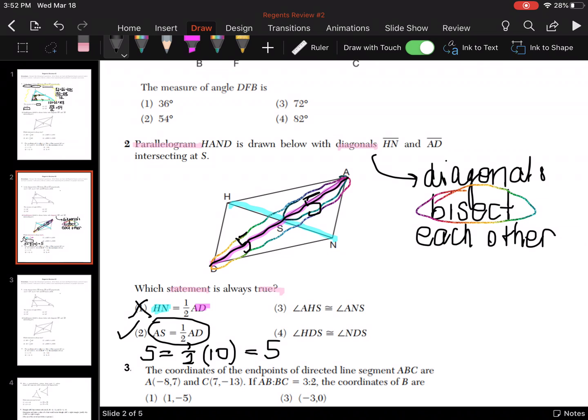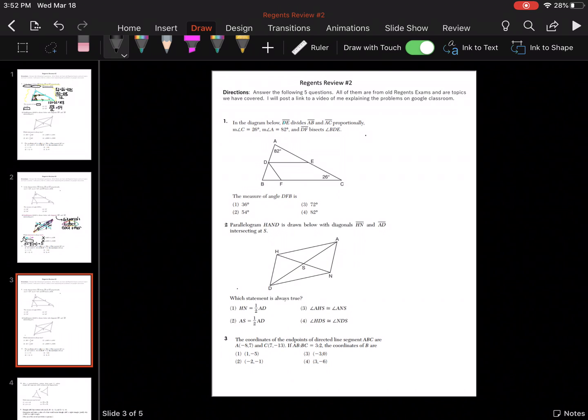Okay, you can go through the rest of them. You will see that they don't end up being correct. There are angles that are congruent to each other. For example, AHN will be congruent to DHN because they're alternate interior angles. And then this one right here will be congruent to this one right here because they're alternate interior angles, but none of those are those options. Okay, let's go to number 3.